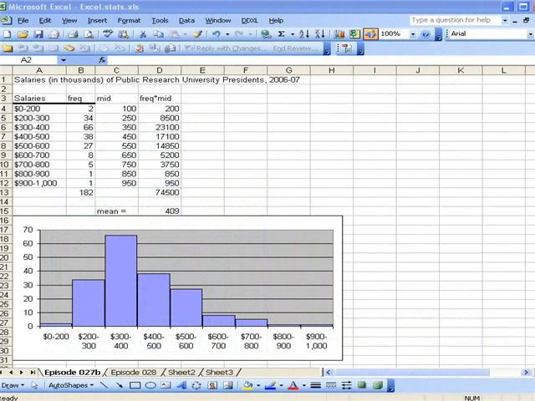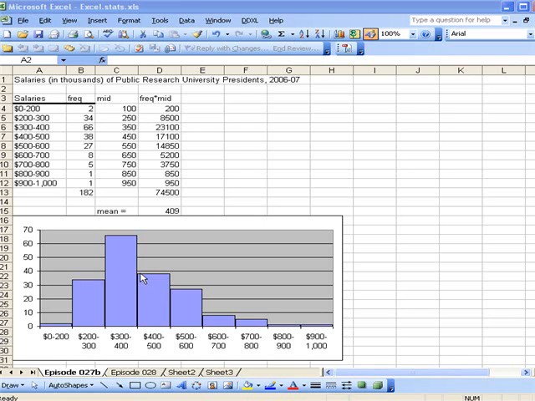In a previous episode, we found the mean of a distribution of salaries of university presidents that you see here. Well, it's been modified a little bit. I decided that there were too many zeros there, so I restated everything in thousands, so that we found that the average or the mean salary of these 162 presidents was 409,000. That just appears a little to the right of this division of the categories here.